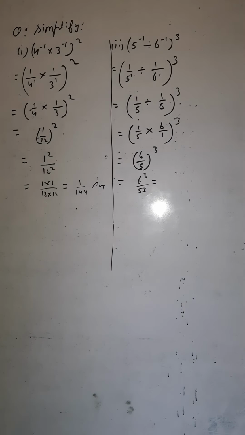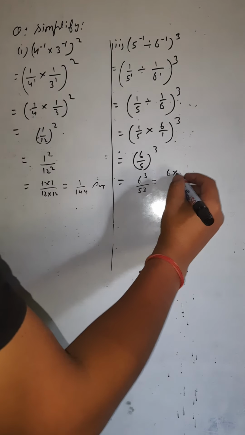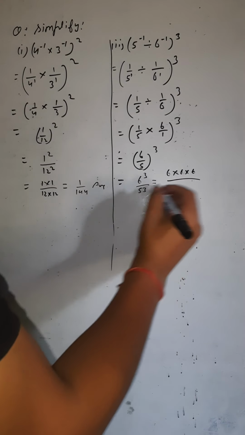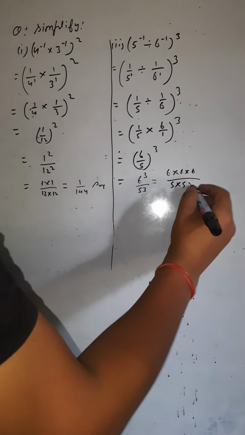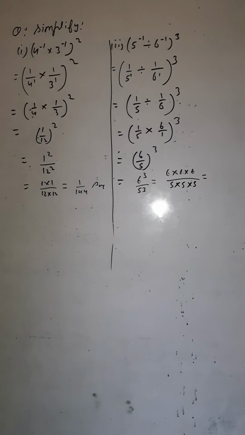6 raised to the power 3 means you multiply 6 three times. 5 raised to the power 3 means you multiply 5 three times. Multiply all of these in the numerator and the denominator, and you will get your required answer. So try to solve it on your own. Just note down these two questions. Some more questions I am writing here.